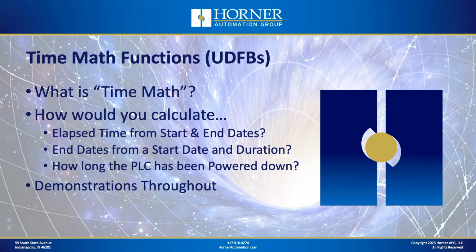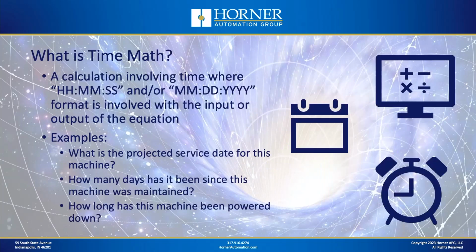How would you calculate not only how long has the PLC been powered down, or how long has the OCS been powered down, that third one on the list there, I've already mentioned that's one of the ones we're going to solve today. But here's a couple others. How would you calculate elapsed time from a start and end date? How would you calculate end dates from a start date and a duration? And for all three of these questions, what are some real-world examples of applications which could really use this information? And of course, we're going to have demonstrations throughout, as we always try to do here on the channel.